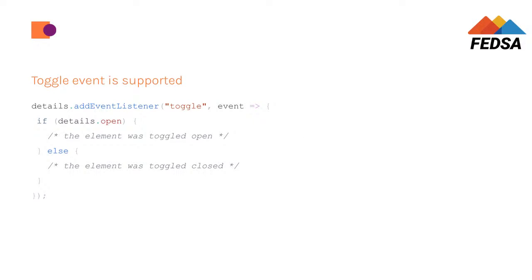So one thing that is supported in JavaScript that I recommend you can use if you wish to, is a toggle event. So you can easily attach a toggle event listener onto your details, and then you have an open property that you can hook into to use.